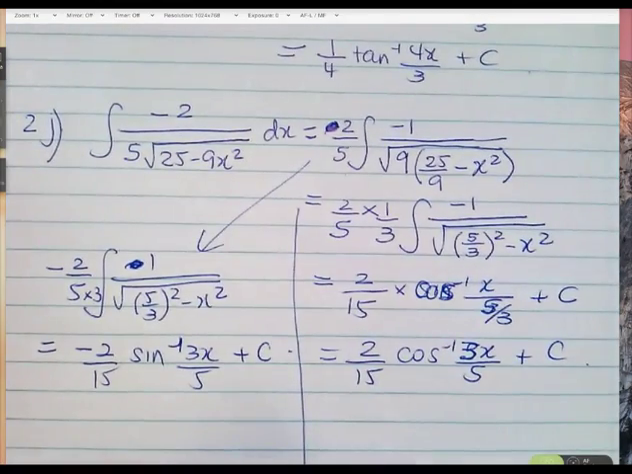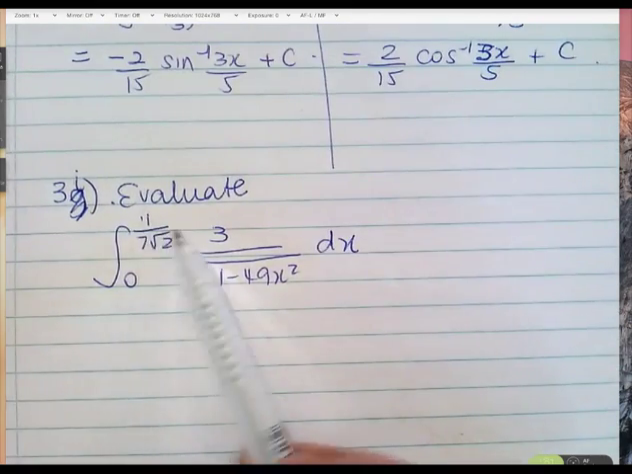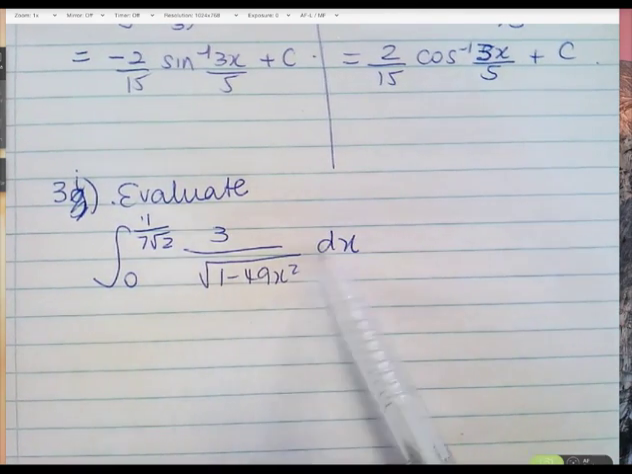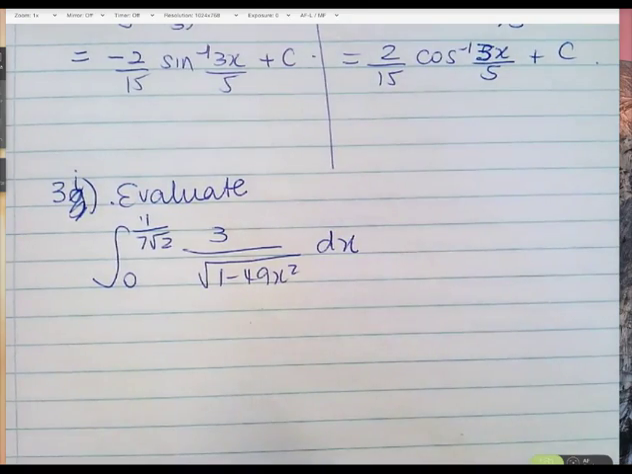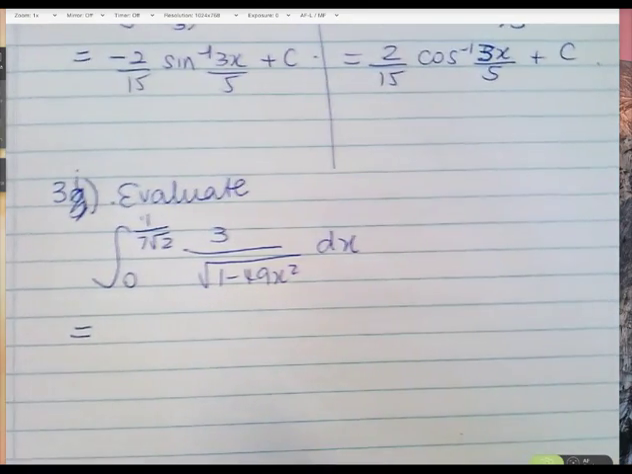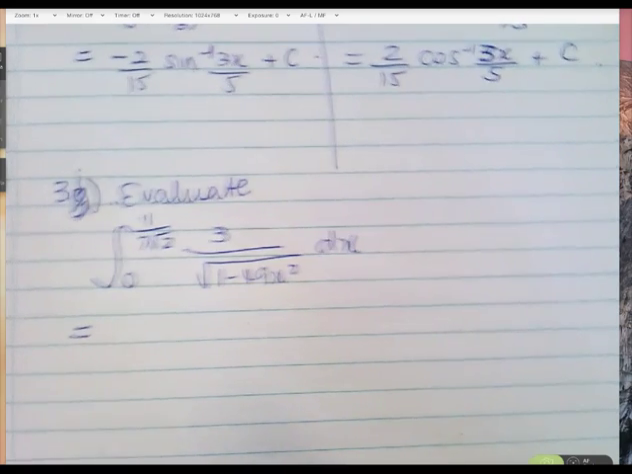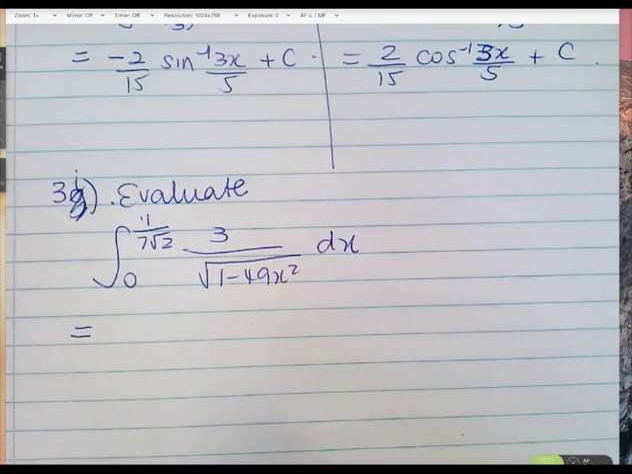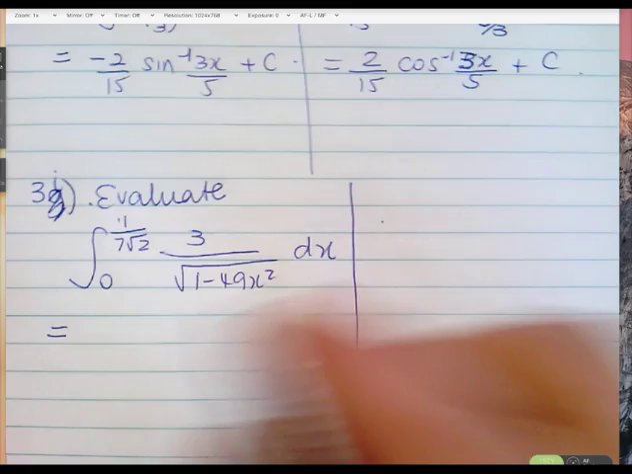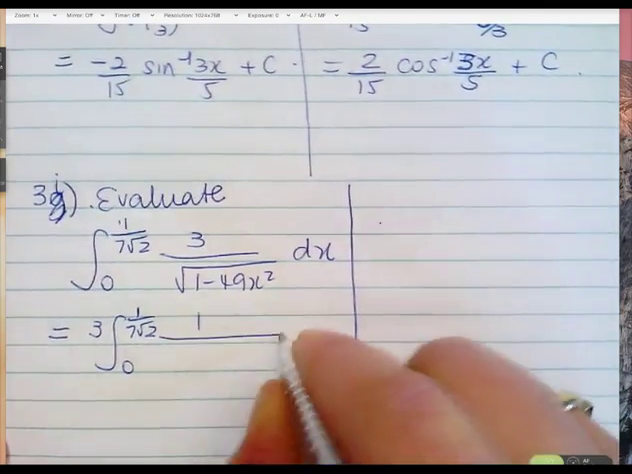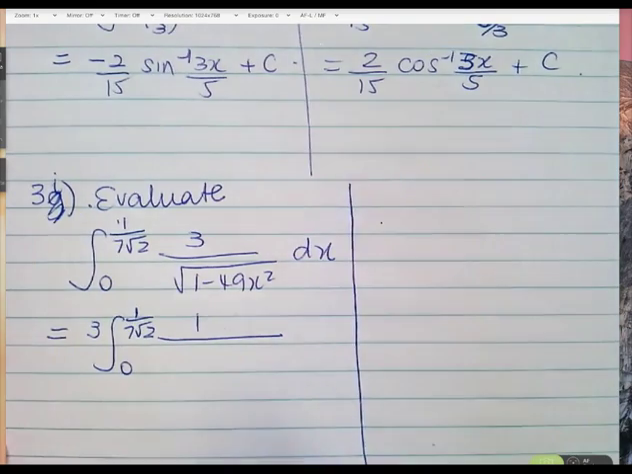Now, evaluate the following. The integral from 1 over 7 root 2 to 0, 3 over the square root of 1 minus 49 x squared dx. You want that to look like 1 over the square root of a squared minus x squared. Do you want to have a go yourselves? Yeah. We pull out the 3.